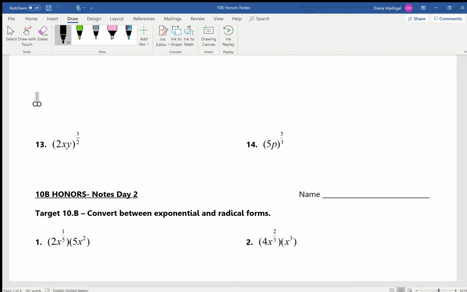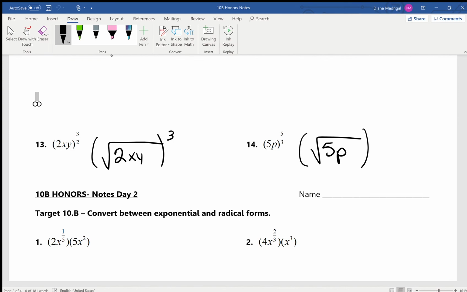Once you try 13 and 14, your answer for 13 should have been 2xy, the radical, close parentheses, and 3. The next one is 5p, radical, close parentheses, 3 over 5.